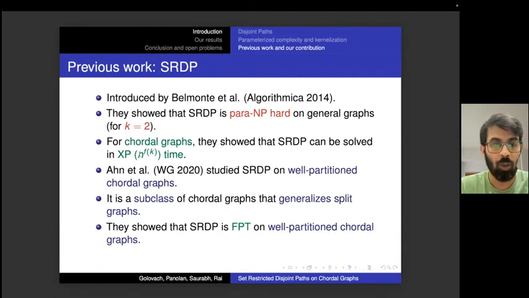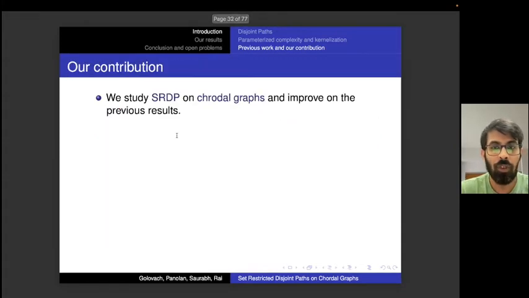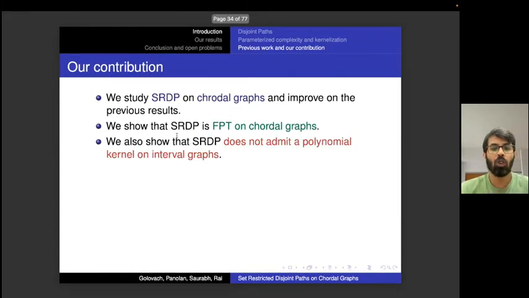For chordal graphs, the best thing that was known was XP, and the kernelization status of this problem on chordal graphs is also not known. I also want to mention that the kernelization question of disjoint paths on chordal graphs is not known either. So for this generalized problem, set restricted disjoint paths, we show that it is FPT on chordal graphs, and we also show that it does not admit a polynomial kernel even on interval graphs, which implies that it does not admit a polynomial kernel on chordal graphs as well.